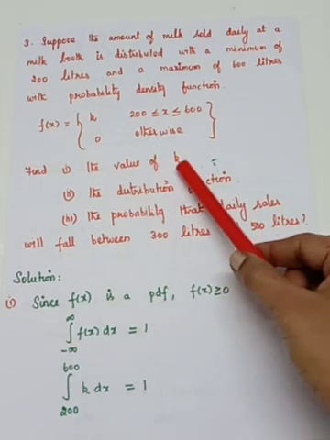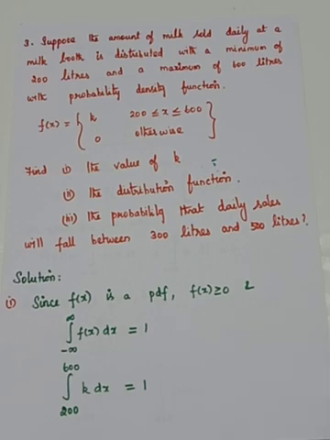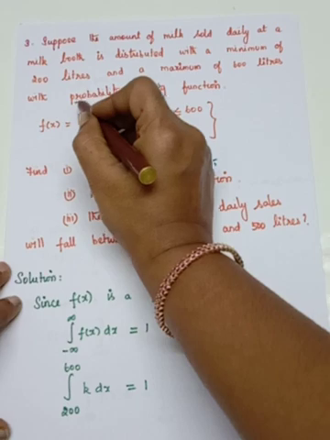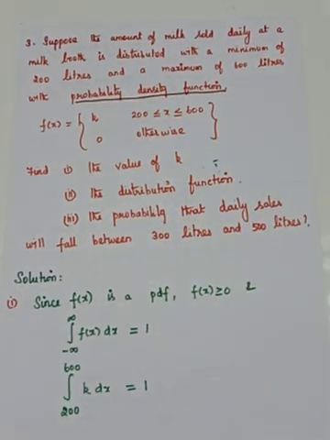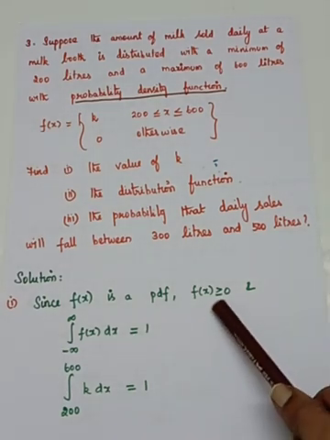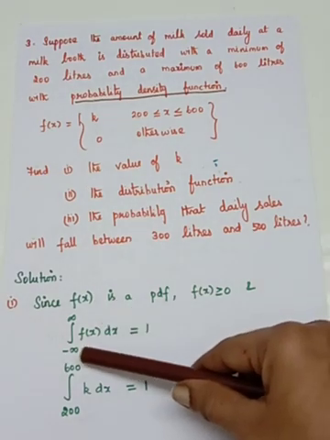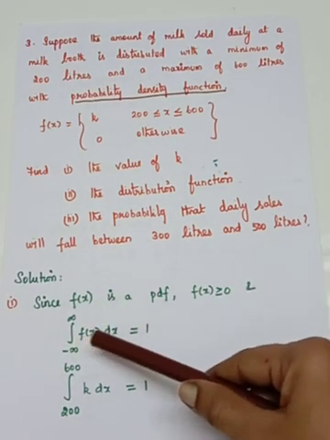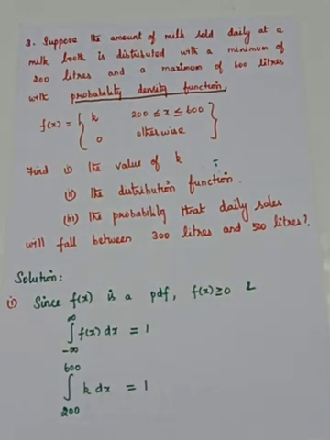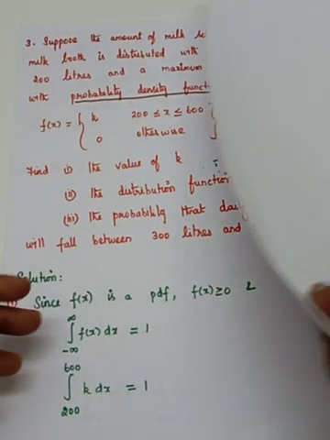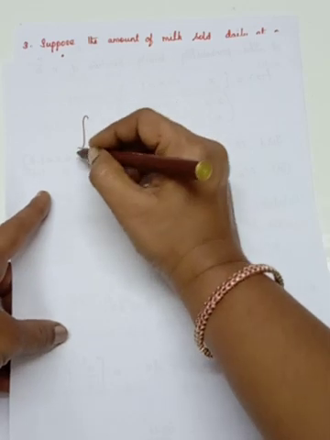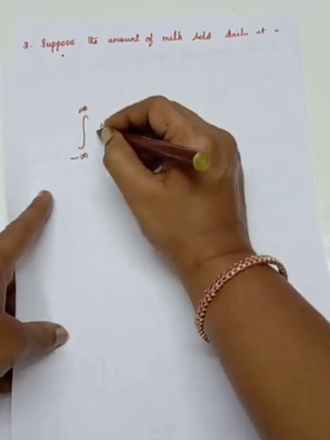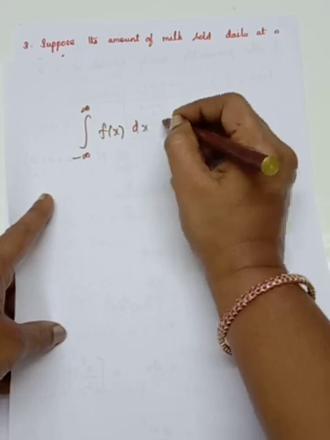First one, the value of k. So here, what is given? It's a probability density function. So with the probability density function, take that result. If it is a probability density function, it is non-negative. That is f of x greater than or equal to 0. And integral minus infinity to plus infinity, f of x dx is equal to 1. So it varies from minus infinity to plus infinity. See that minus infinity to plus infinity, f of x dx is equal to 1.